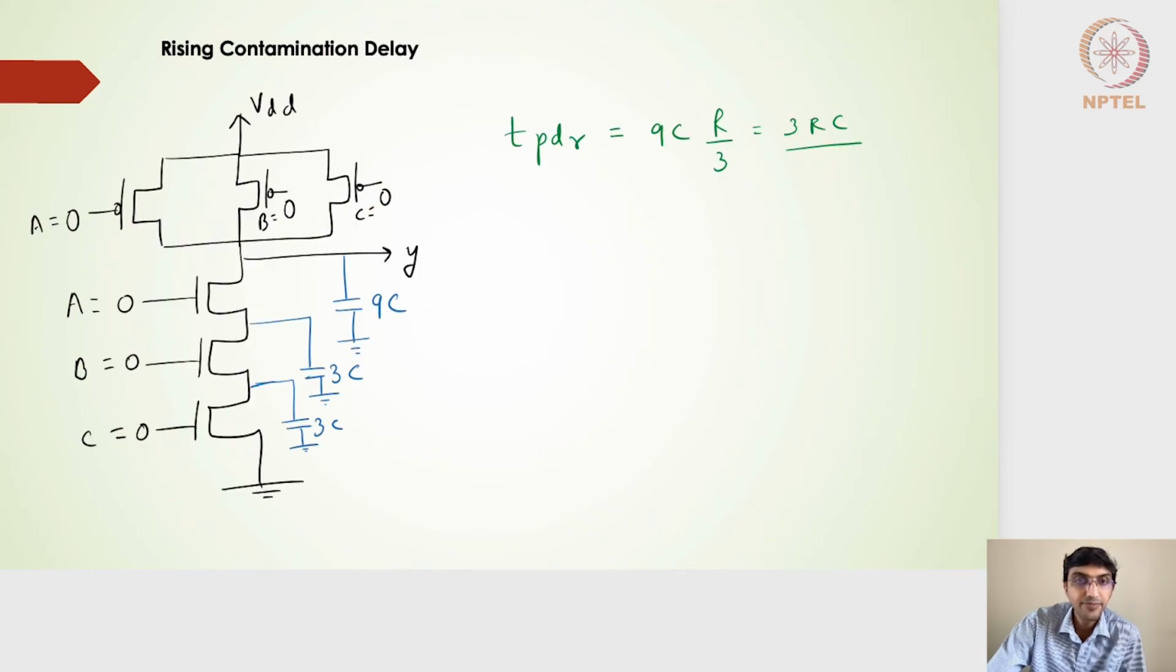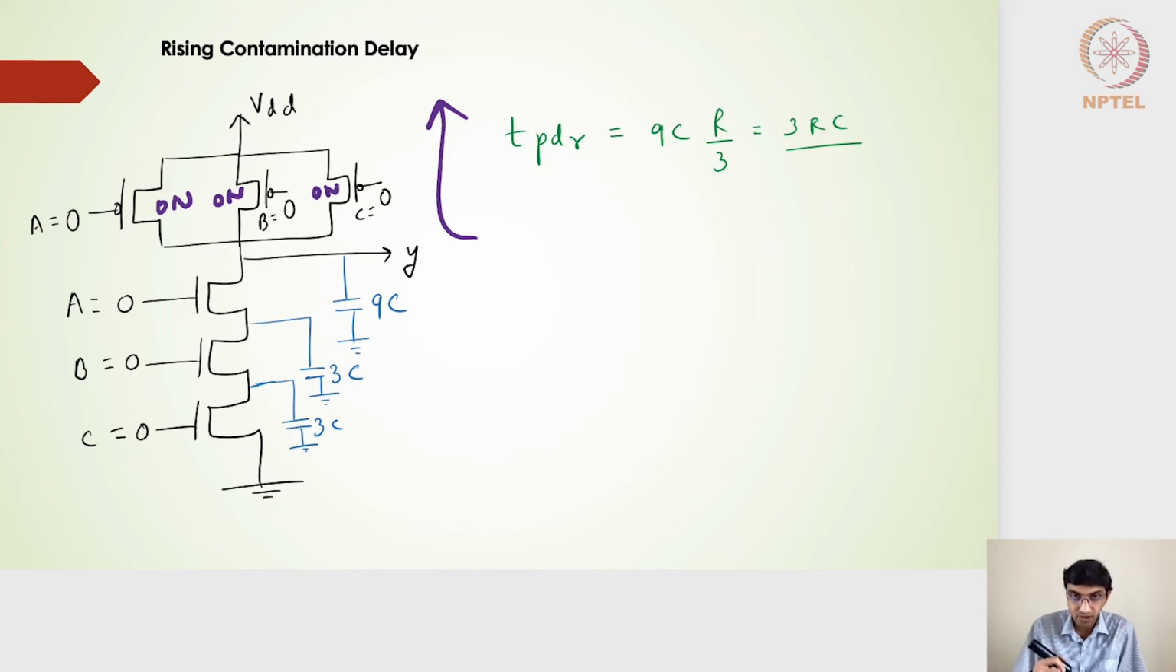Okay, moving forward, what should be the rising contamination delay? Right, so the rising contamination delay is very straightforward. I want a rising output here, and for the rising propagation delay, we had always considered the worst case where one of the transistors is on and the other two are off. For the rising contamination delay, the best case is when all three transistors are on: transistor A is on, transistor B is on, transistor C is on.